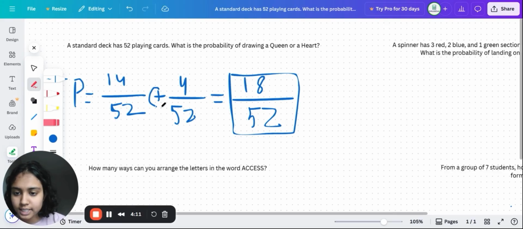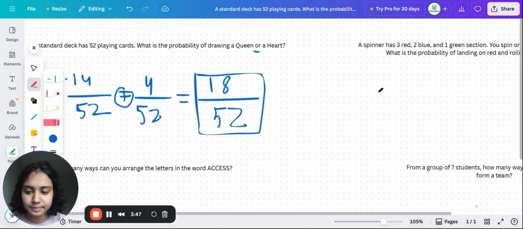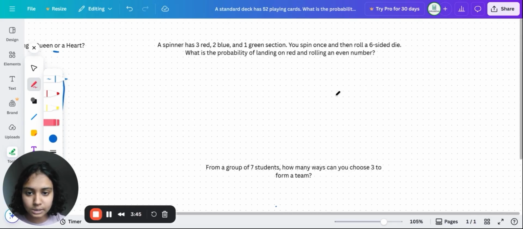Notice that the reason we have an addition sign here is because we are asked or, and I want to talk more about this later in the video. Additionally, one more point I want to bring up is that some people might think we have to subtract 1 over 52 because we're overcounting in this problem and we need to not include the Queen of Hearts. However, in this case, we would include the Queen of Hearts because it still meets our criteria of being a queen or a heart. So we don't need to subtract the 1 over 52 for overcounting. Let's move on to the next problem.